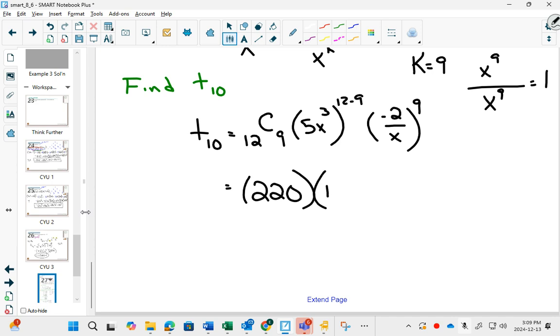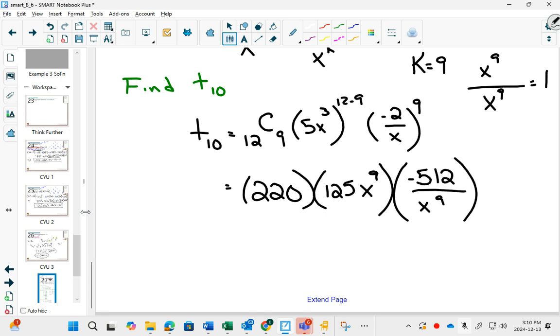5 cubed is 125. x cubed cubed is x to the 9. Negative 2 to the 9 will be negative because it's an odd number, so 512 and x to the 9 on the bottom. Do you notice that your x to the 9 nicely cancel out? That's what we wanted to have happen, because we were looking for that constant term. 220 times 125 times negative 512.